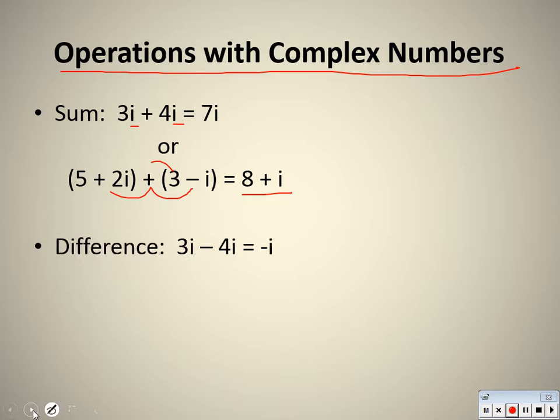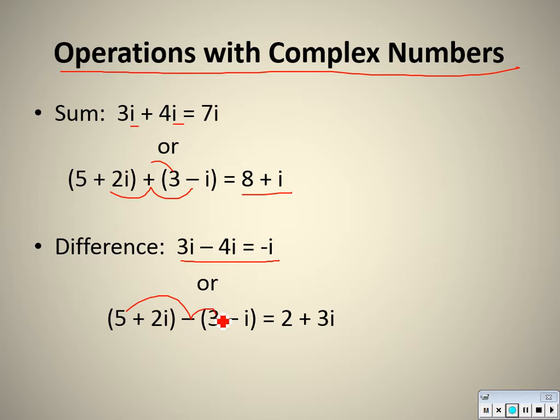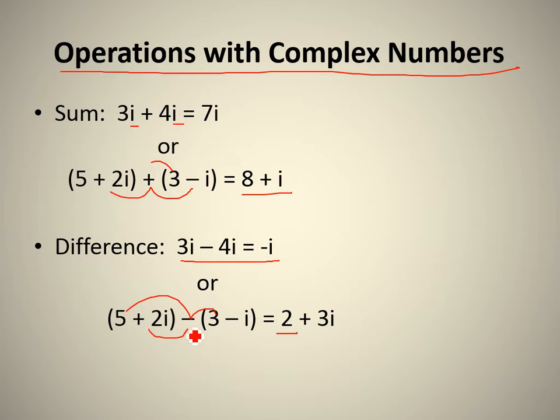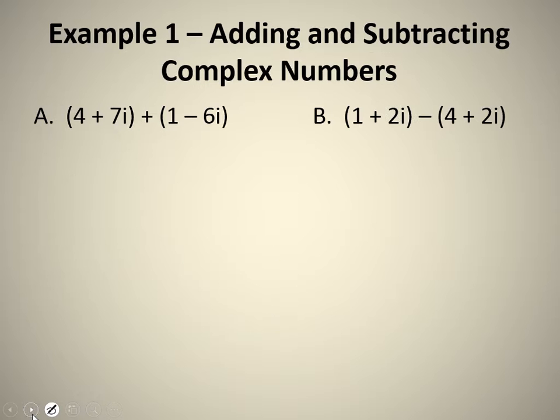As far as differences go, same kind of thing. If I did 3i minus 4i, that would be just -i or -1i. And if I had two complex numbers to subtract, if I did 5 minus 3, that's positive 2. And if I did 2i minus i, that would be plus i. So just some different things there with sums and differences. But we can also do some different things with products, which we'll look at in a moment.